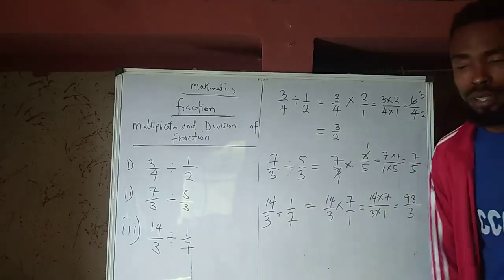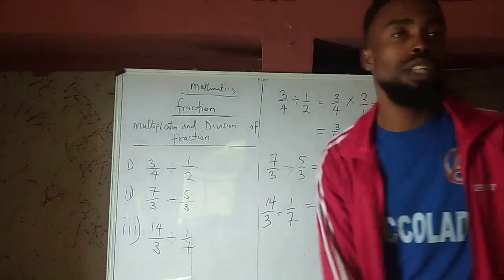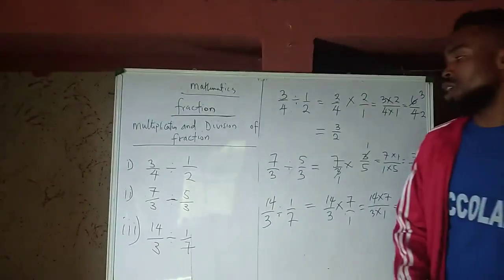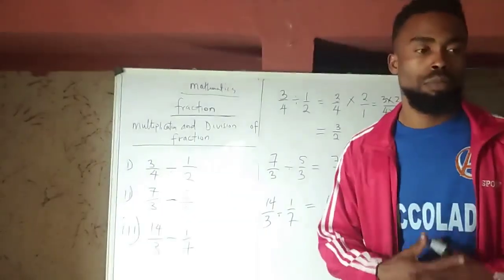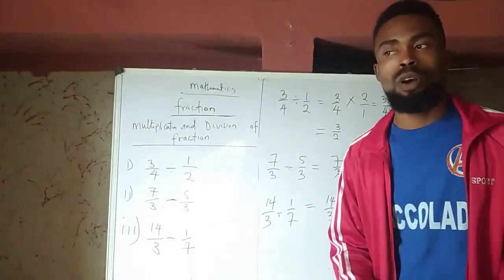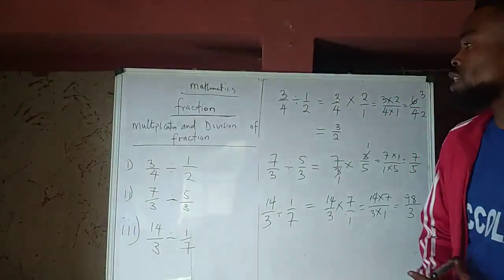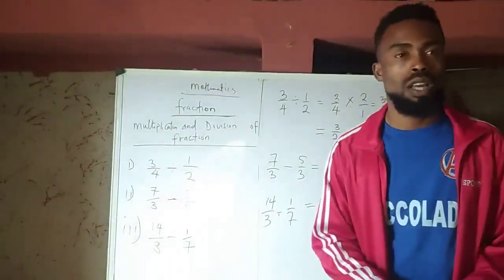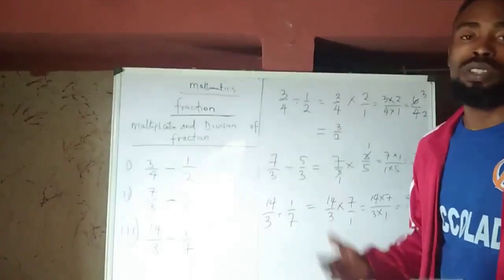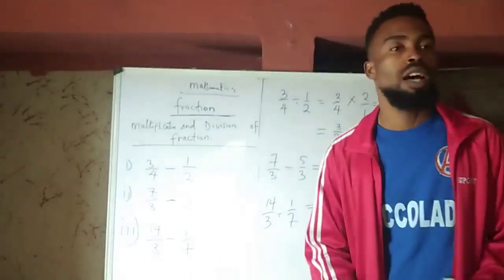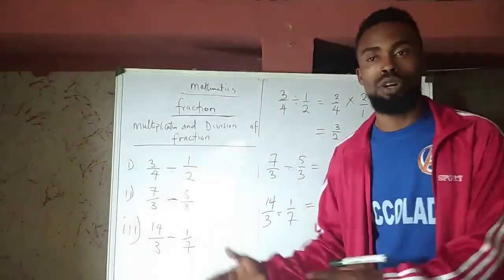Okay, so this is it for multiplication and division of fractions. We can combine this. We are going to look at BODMAS. But before we look at BODMAS, we are going to look at how we can convert fractions to decimal fractions and to percentages. Fractions to decimals and percentages, and then we are going to look at what we call BODMAS.